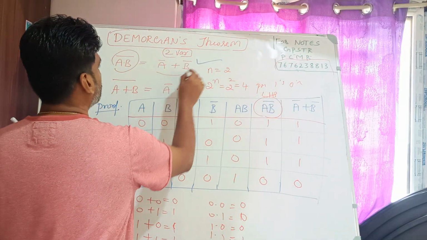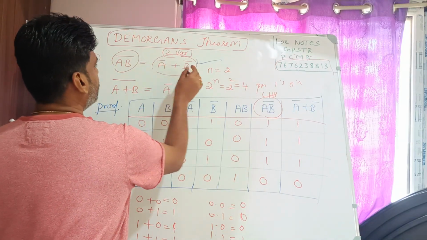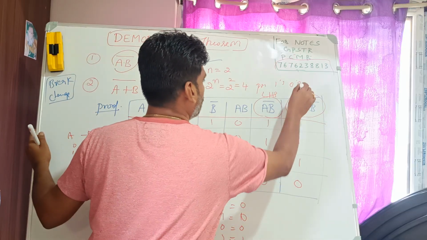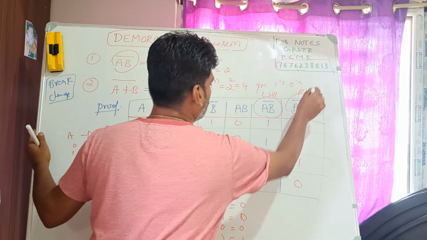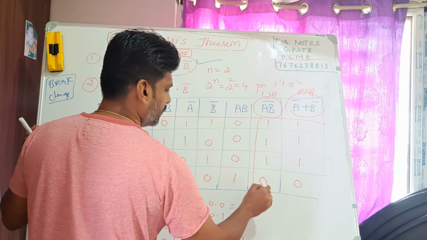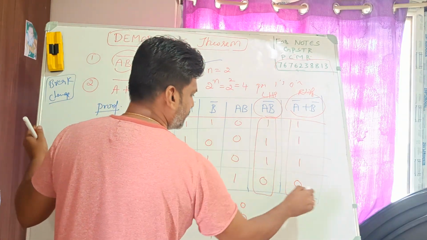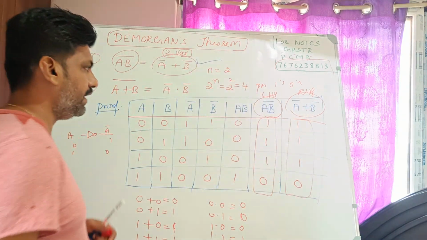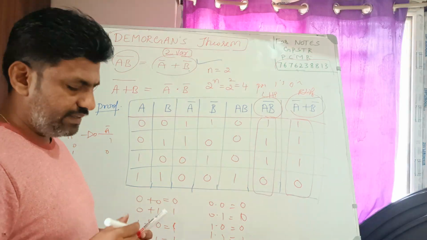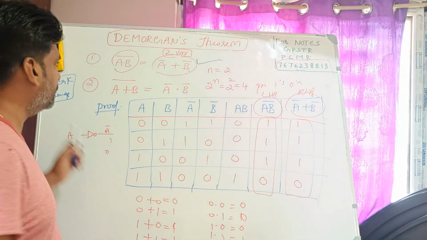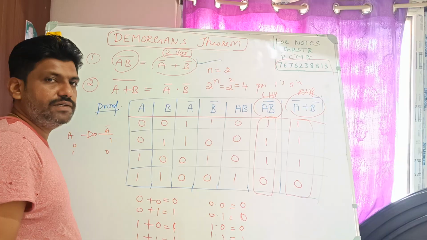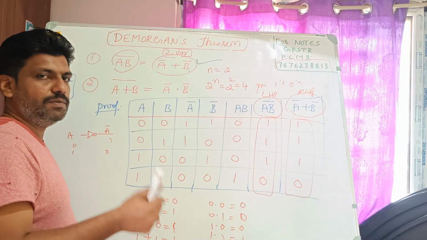What is RHS? Sum of individual complements. That is this one. Now this LHS should be equal to RHS. Look at this. This column is exactly equal to this column. Right? Hence the first De Morgan theorem is proved. What is the first De Morgan theorem? Complement of AB is equal to complement of A plus complement of B.